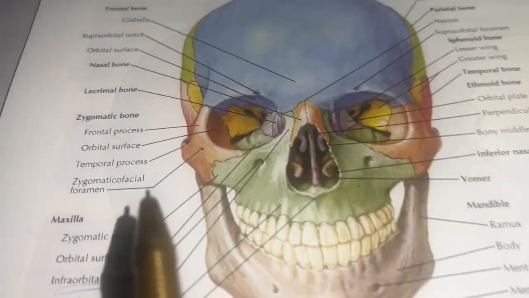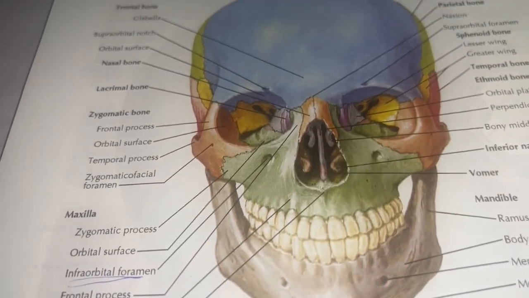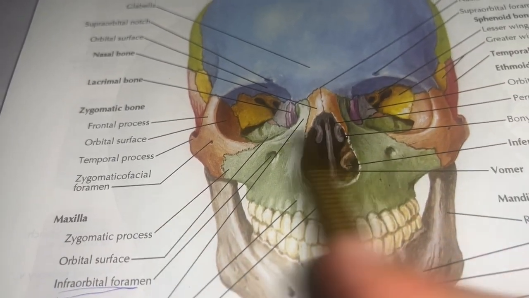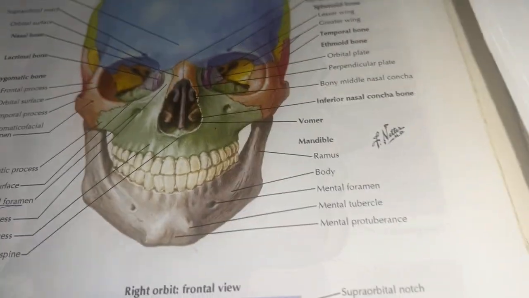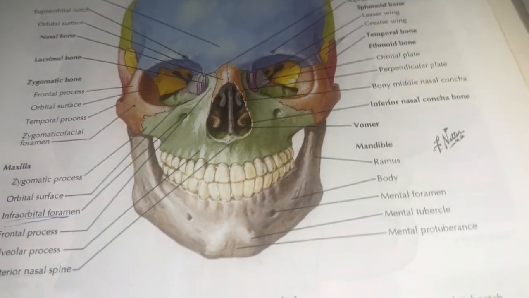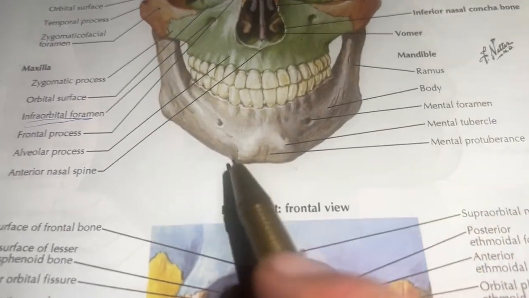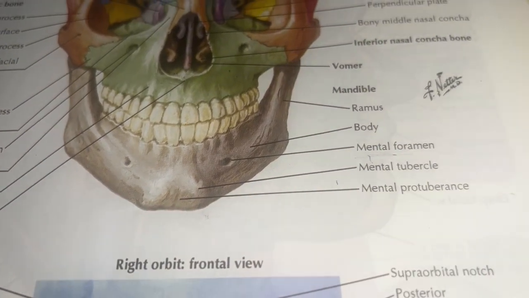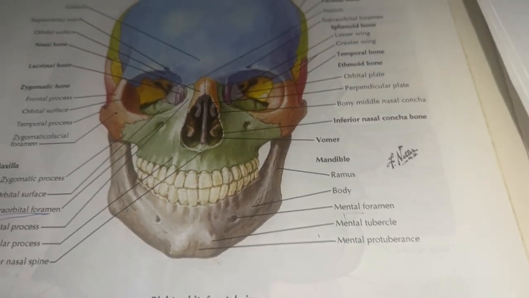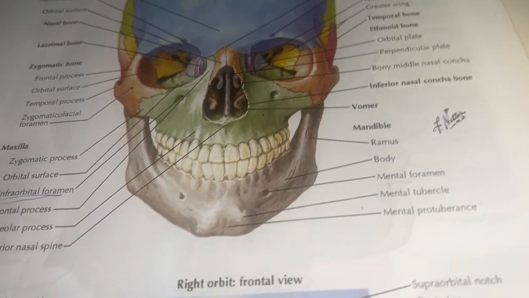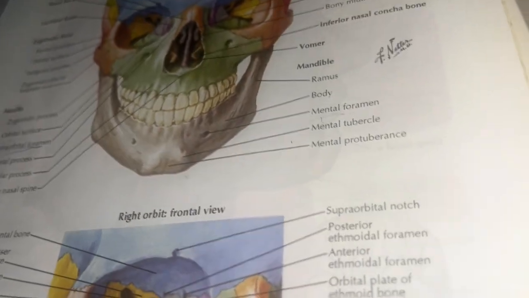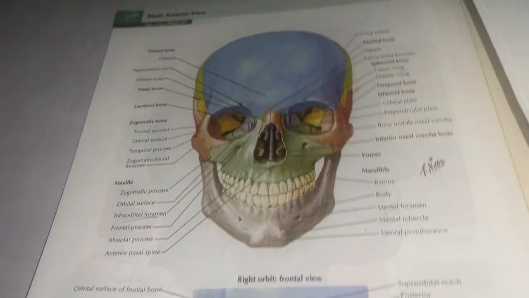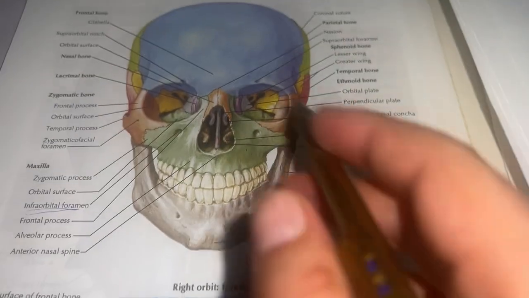Now this foramen in the zygomatic bone is the zygomaticofacial foramen, one on each side, and it transmits the zygomaticofacial nerve and its vessels. You can also see the mental foramen. This is the mental foramen, and it transmits the mental nerve with its vessels. So this is the Norma Frontalis aspect of the skull.